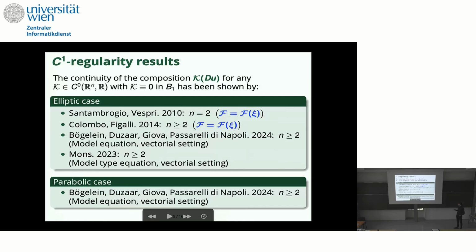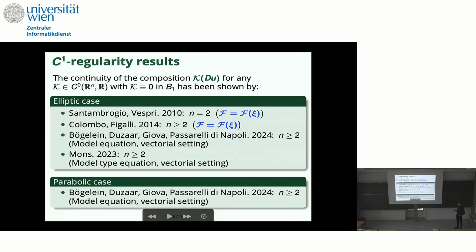For the model equation, we can do so even for systems. So in the vectorial case, this has been shown by Bögelein, Duzaar, Mingione, Passarelli di Napoli. And for some model type equation, this was done by Leone Monsurrò, who considered a bit more general setting than the model equation, again for systems.